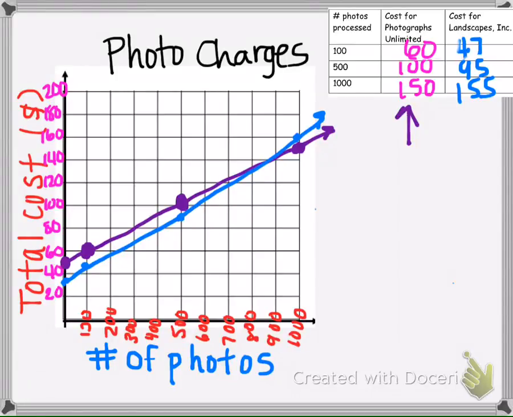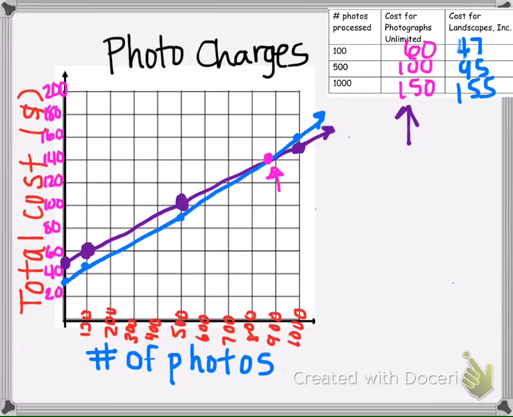So now we need to explain what we just found here. And using our graph, we can see that this blue line here is below the purple line, all the way up to where they intersect about right here. So that means if the blue line is the cost for Landscapes Incorporated, that company costs less up to whatever this value is right here, that number of photos. Well, we need to figure that out.